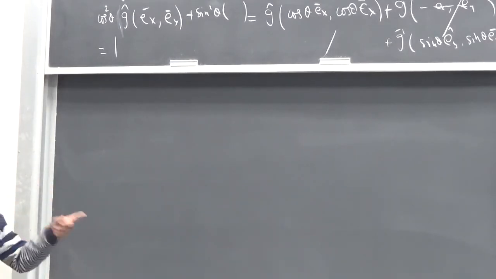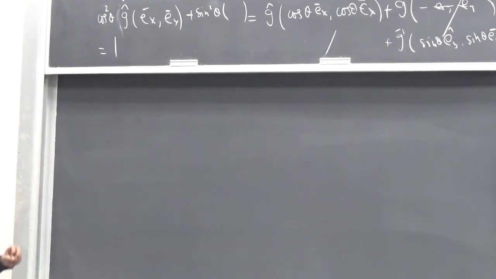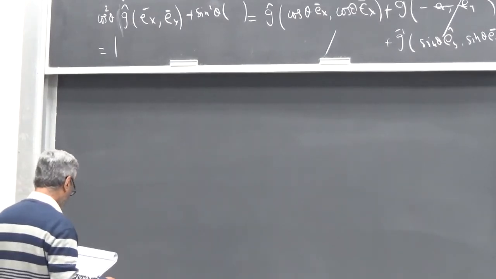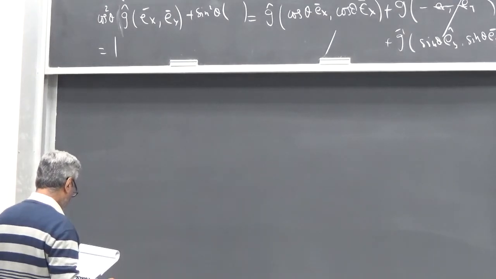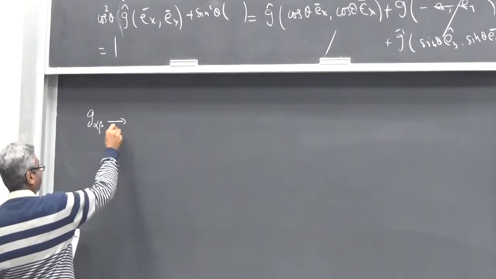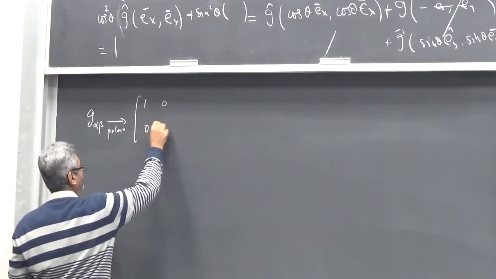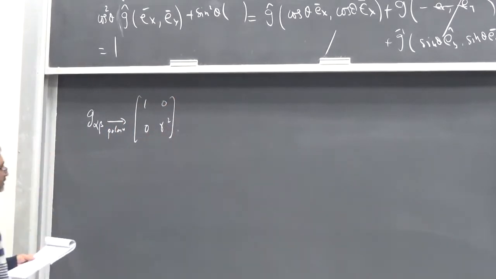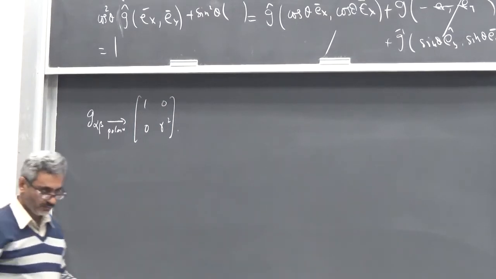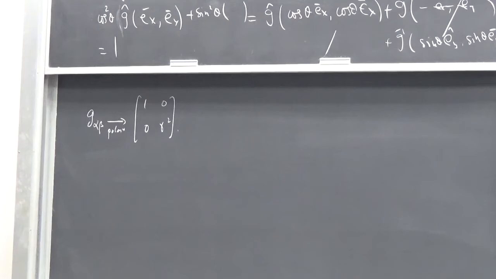I mean, you can define the dot product now in terms of this. Okay, so G alpha beta in polar is going to be 1, 0, 0, and most of the metrics that we'll deal with are going to be diagonal.